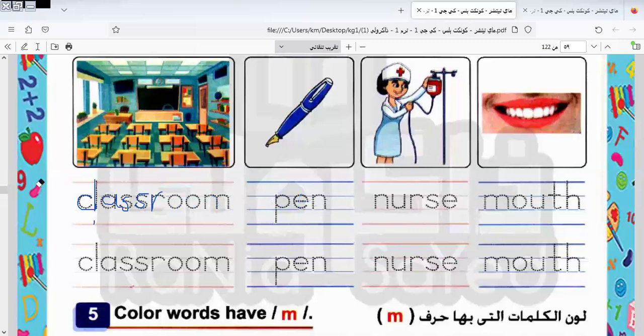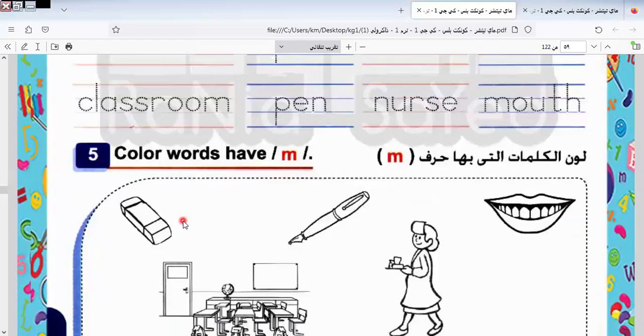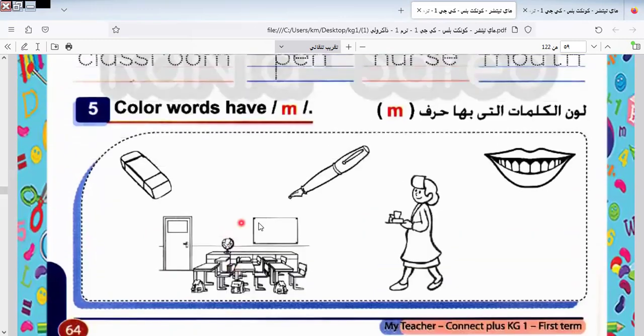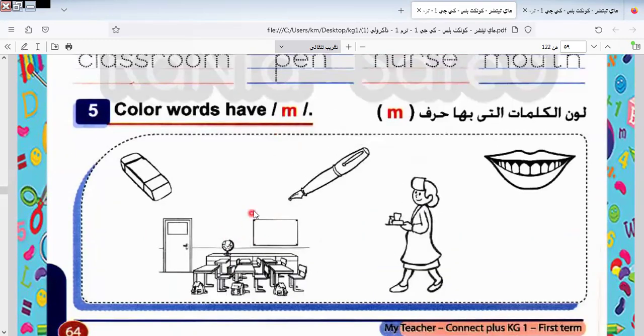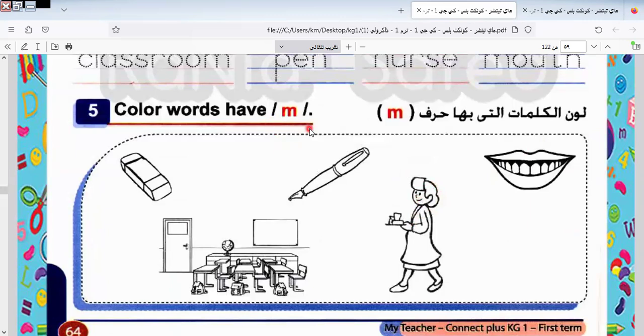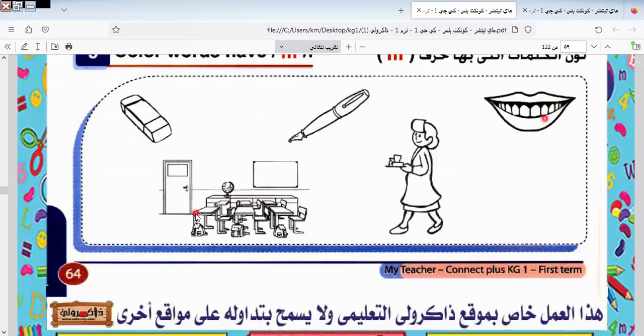Let's continue the rest of the exercise depending on this part. I would like to not answer all. Why? Because I would like to make the video shorter, not longer, to be easy to review again. Here is M. Color the words that have letter M. Which one has letter M? Mouse, so I color this one. Classroom has M here. Eraser and pen do not. So I colored this one and this one only.